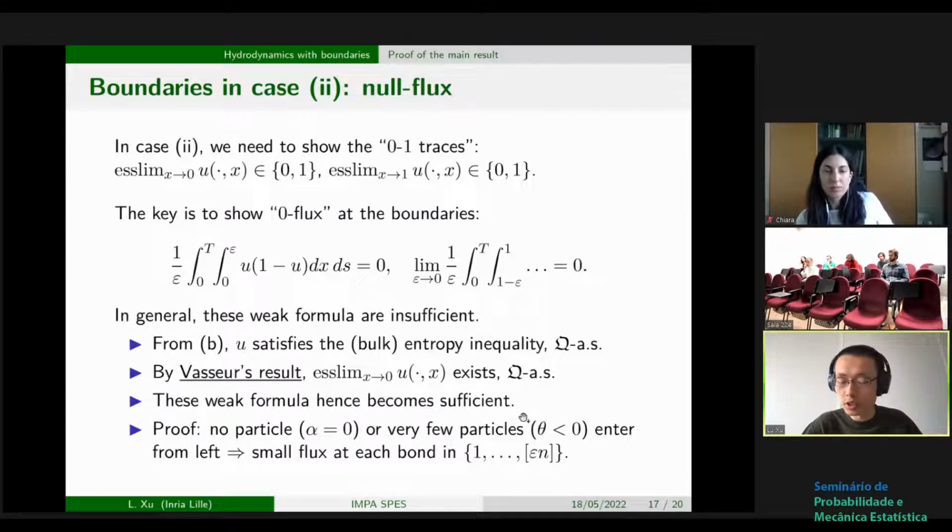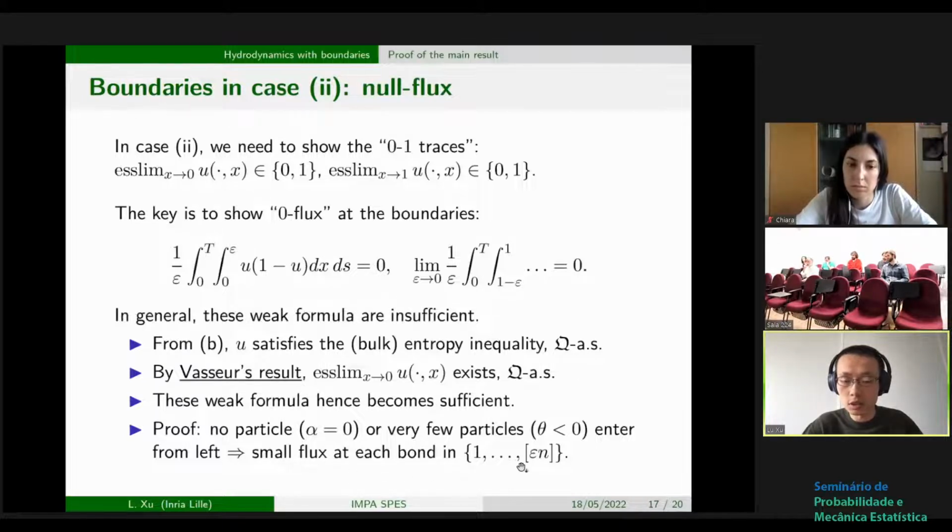Okay, the proof of the weak formula is actually pretty easy. We see that if alpha is 0, then no particle comes in from the left, or if theta is minus, then every particle can enter from the left. This means that the flux from the left reservoir to site 1 is very small. And since the flux cannot change over space a lot, the flux at each bond in this macroscopic block near the boundary should also be small.